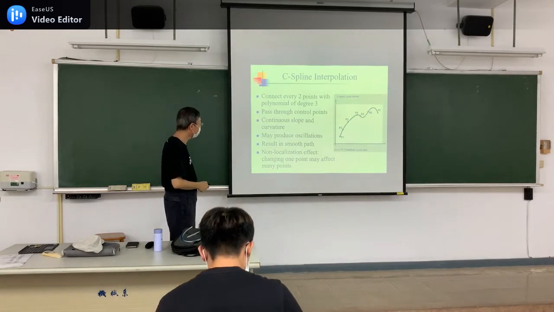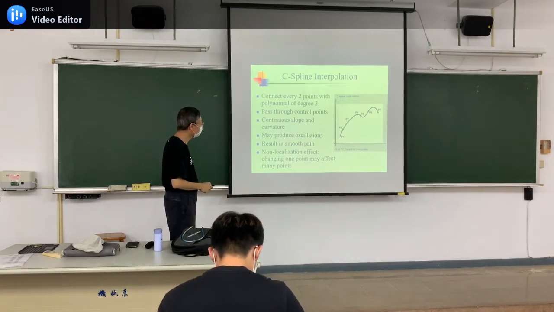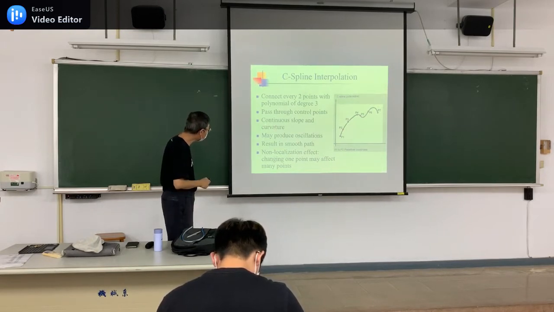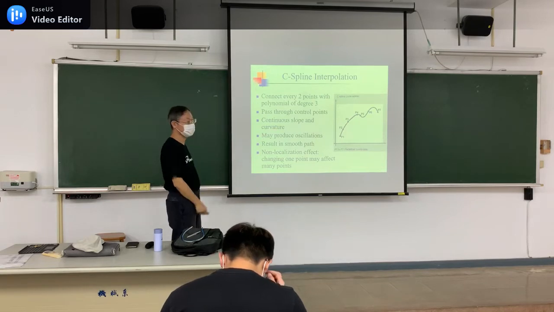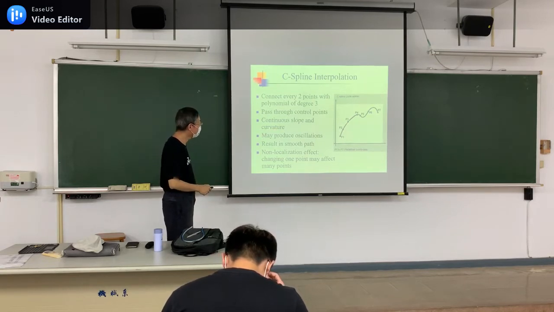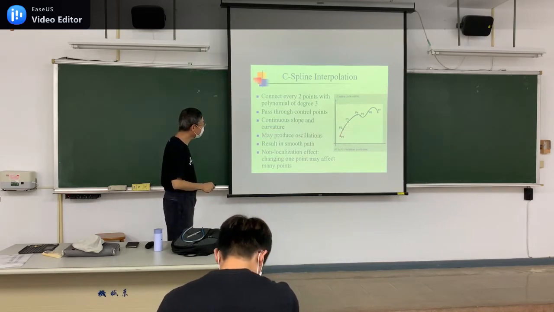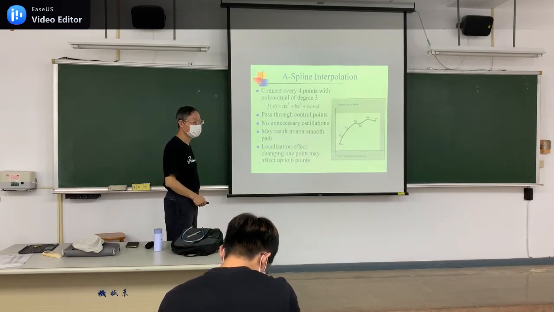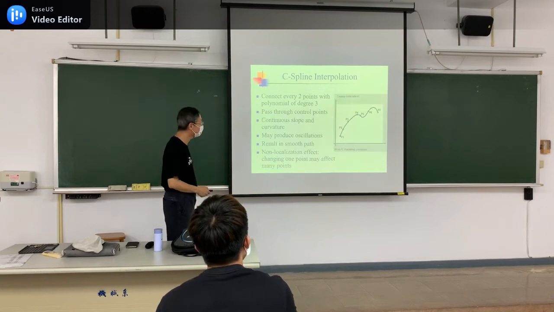But the result is that every point is smooth, even at the junction. At the junction, you have continuous slope and curvature, of course, smooth. Between the junctions is a polynomial ratio, of course, it's smooth as well. So the result is always a smooth curve.